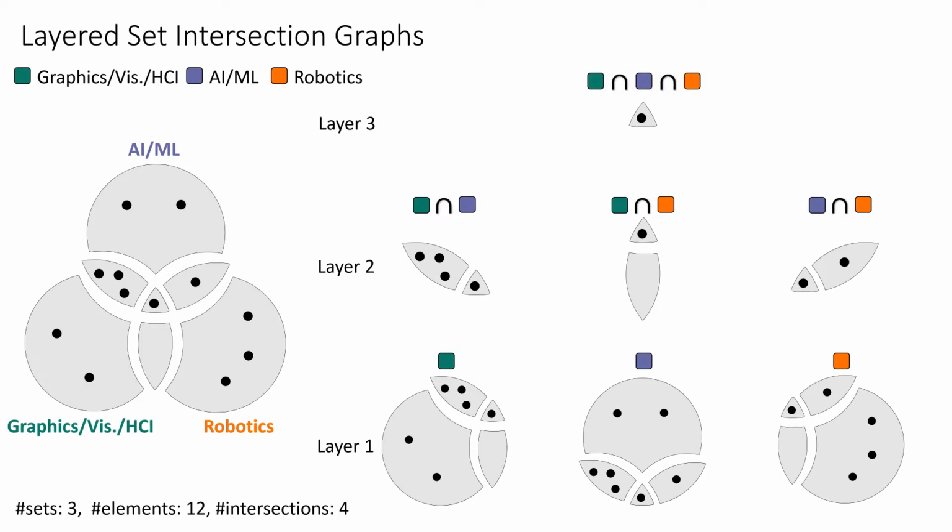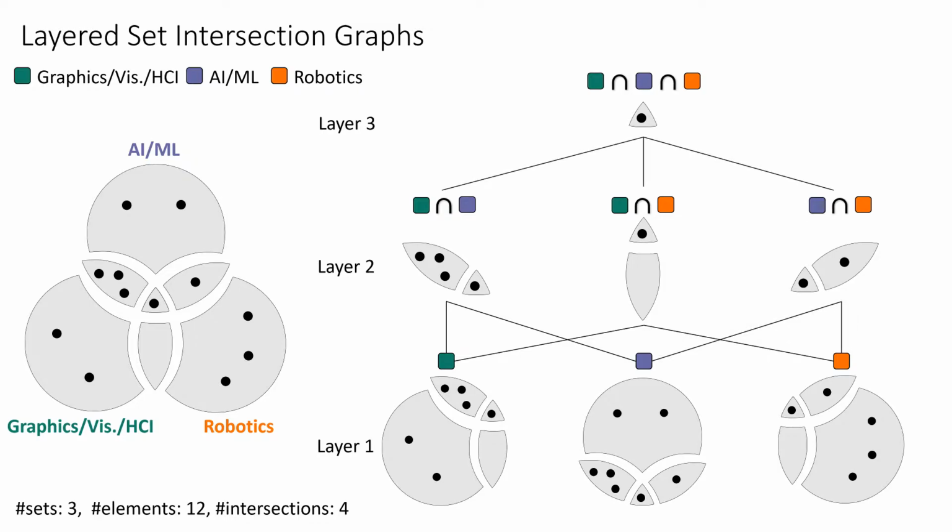Each region becomes a node in the set intersection graph. To construct edges, we use the direct subset relation between nodes. For example, since all the elements in the intersection of Graphics with HCI and AI/ML are present in the set Graphics with HCI, we draw an edge between the two nodes. Similarly, we draw edges between other nodes of the graph. The basic structure of layered set intersection graphs is ready. The structure of the graph is inspired by a concept lattice that is computed using formal concept analysis.